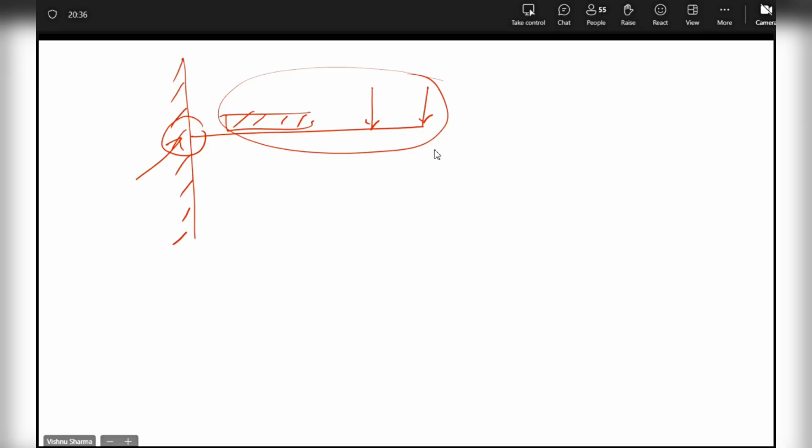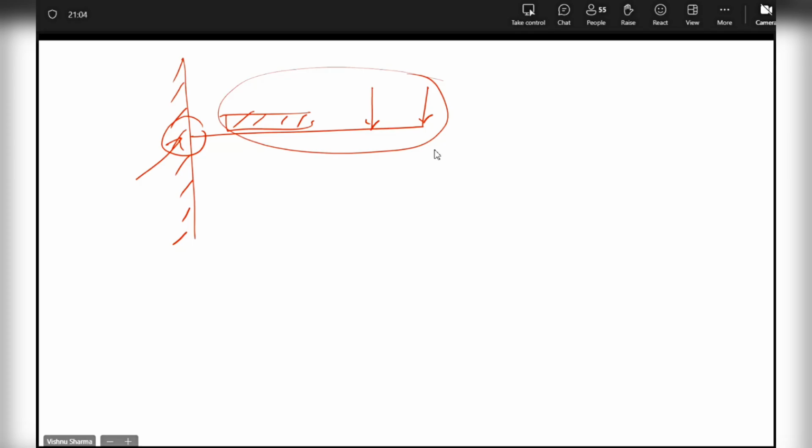The entire reaction will be at the support. Okay. Now, guys, one step is less. You don't have to calculate the reaction. The shearing force concept is exactly the same as you have done with the beam. No change at all. The only change is about the BM.